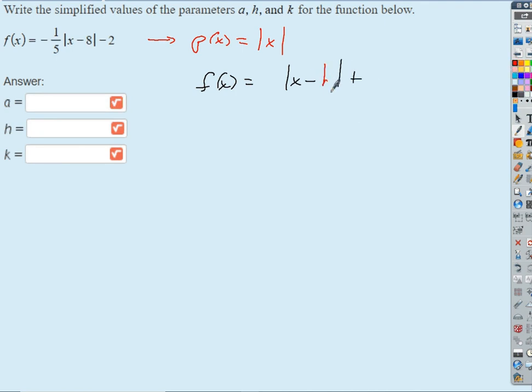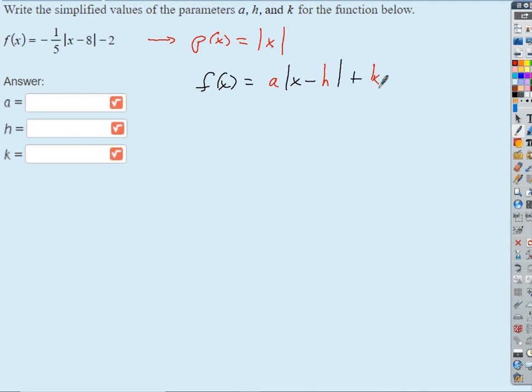So we're subtracting h from x, and we're adding k, and we're multiplying by a, right? So there's our template. Okay? That's where the a and the h and the k would have to go if we were going to transform our parent graph, right? A is what's multiplied outside the function, h is what's subtracted from x, and k is what's added to the end, right?